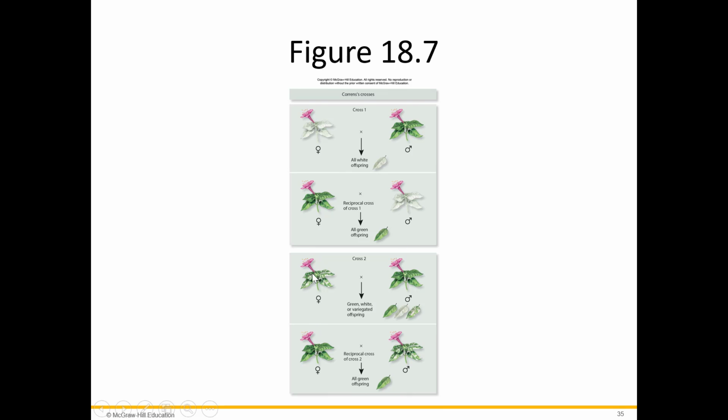The difference here is if you have a variegated female plant. What that means is that the chloroplasts that they have are sometimes all green, sometimes the chloroplasts have green and white genes, so it's variegated, and sometimes the chloroplasts have white. It depends on which chloroplasts were inherited from this variegated female plant.